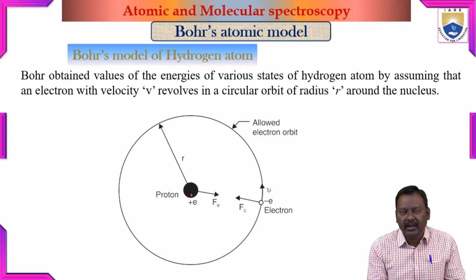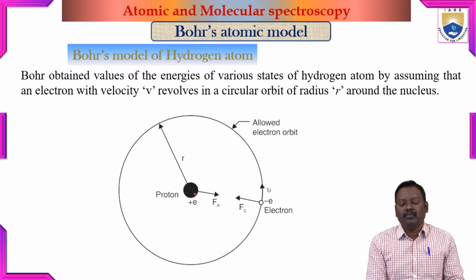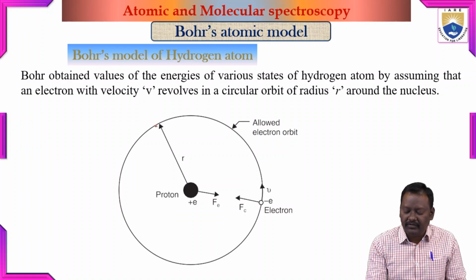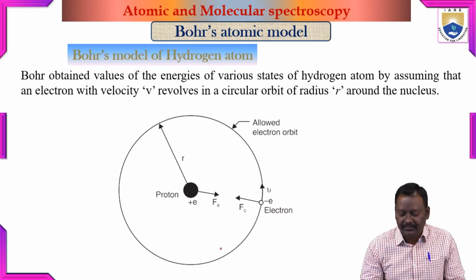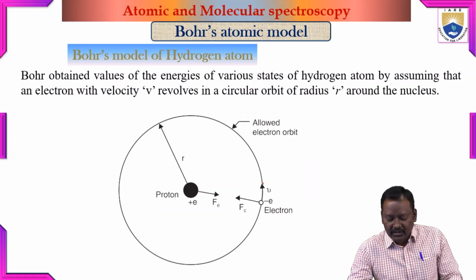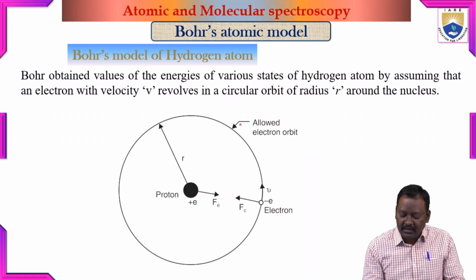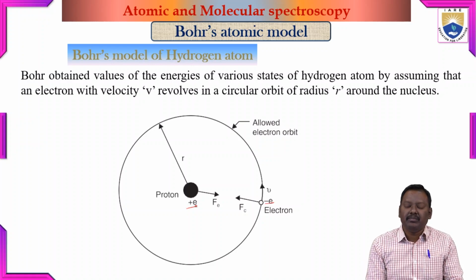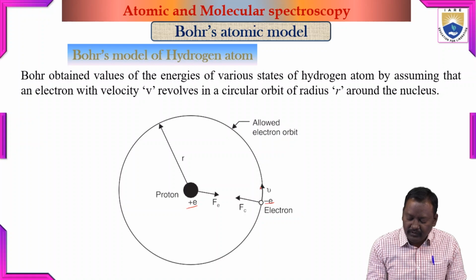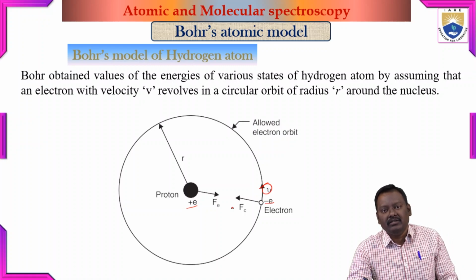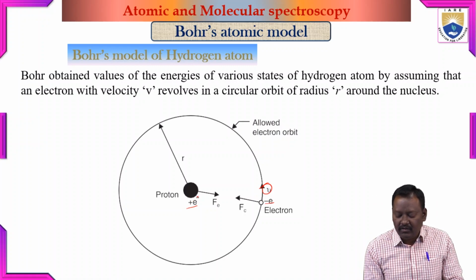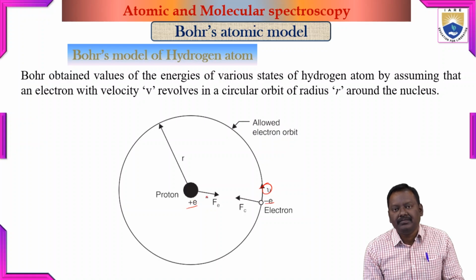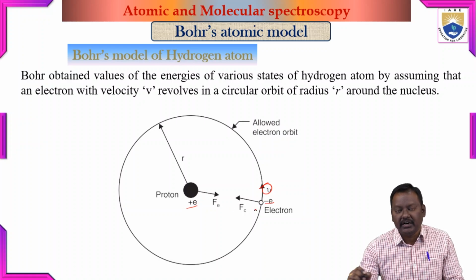In case of hydrogen, there is only one proton and one electron revolving around the nucleus like this. When the electron is moving like this, let us consider the charge of the electron as minus e. Here the charge of the proton is plus e. Let the velocity of the electron be v, and there exists a Coulomb force between the positive charge and the electron.